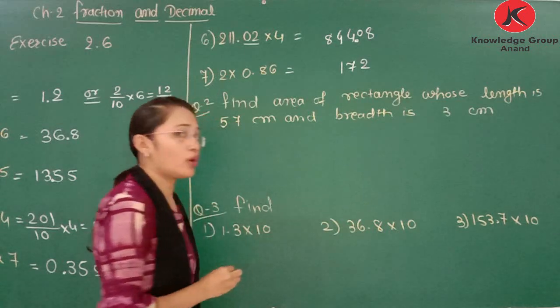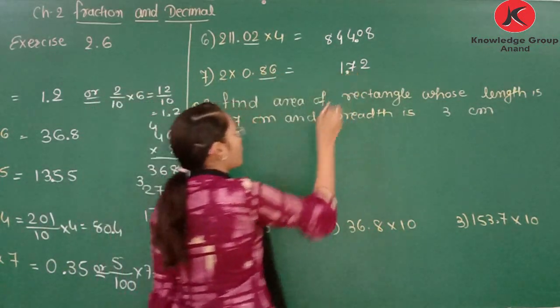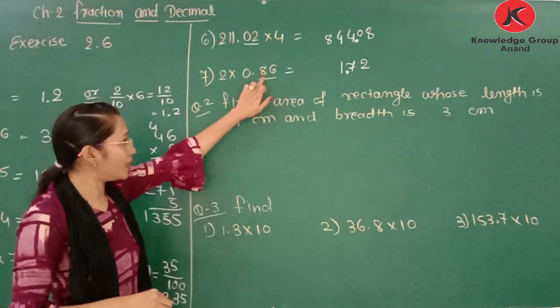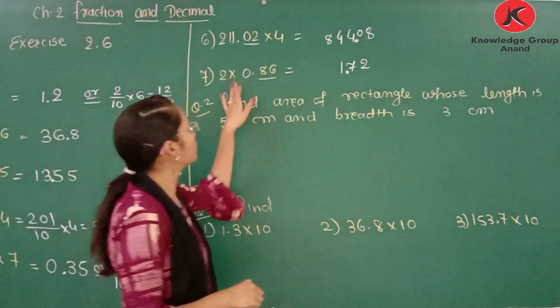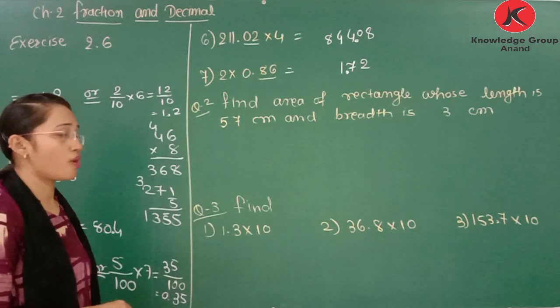Now next one, 86 is multiplied into 0.02. Now how many points? Here 2, here none, so total is 2, 1.72. Otherwise you can write 86 divided by 100, multiply 86 with 2. So it is 172, divided by 100 will be 1.72.